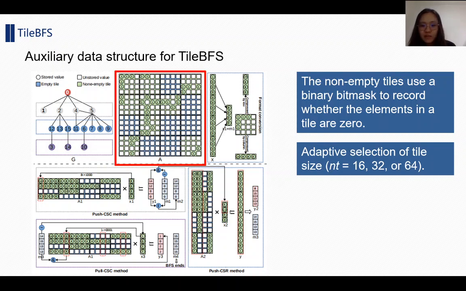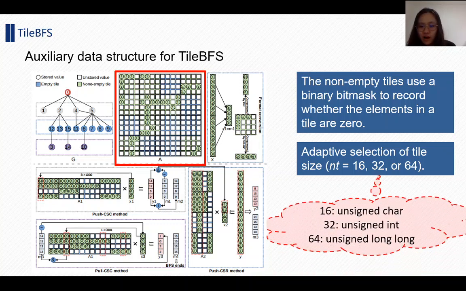Then use a number to store a row or column of a matrix tile. The size of NT is 16, 32, or 64, corresponding to unsigned short, unsigned int, unsigned long to store. A matrix tile can use 16, 32, or 64 numbers for storage. We choose the size of NT according to the size of the matrix.